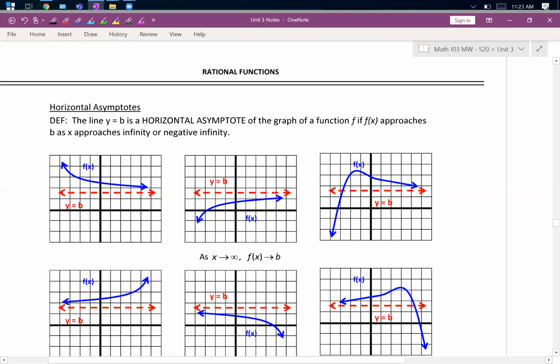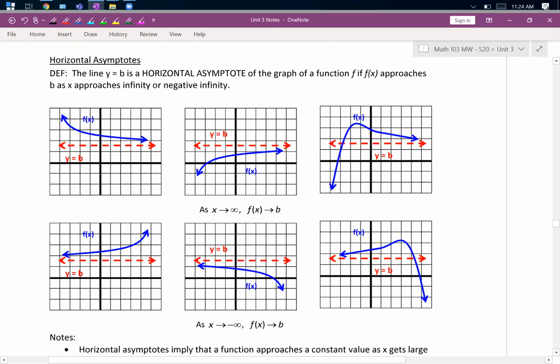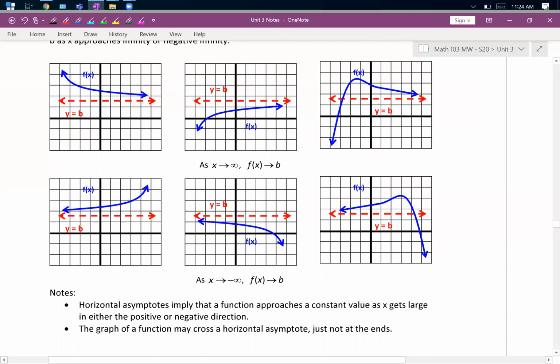Oh, we could have a horizontal asymptote. Only one of the ends of the graph has to tend towards the horizontal asymptote. So it could come in and we're getting closer and closer as x approaches positive infinity. It could be from the top, the bottom, or you'll notice that third picture shows that a horizontal asymptote can be crossed. It can, but the graph has to come back to it. It can't just cross it and ignore it. One of the ends has to tend back. And then we have the similar pictures as x is approaching negative infinity.